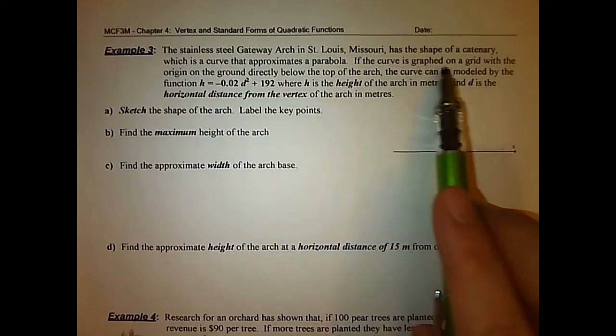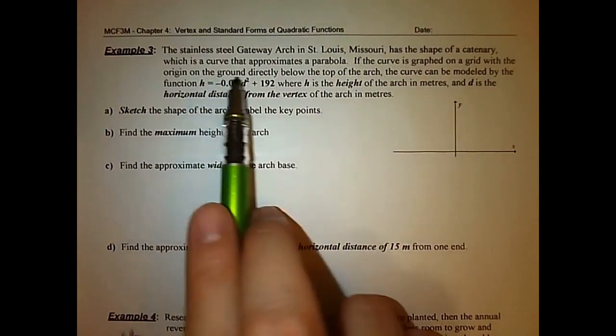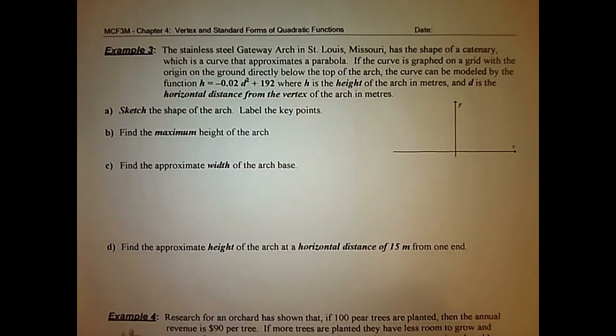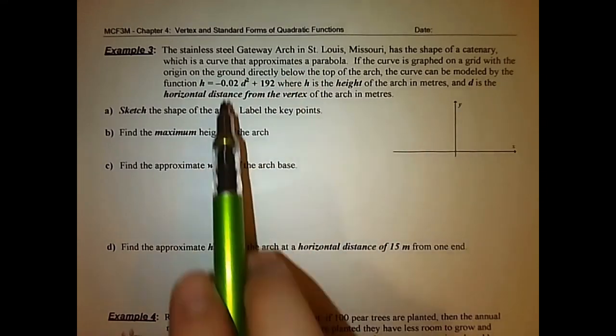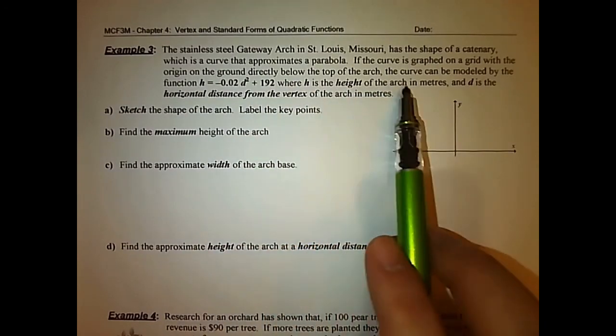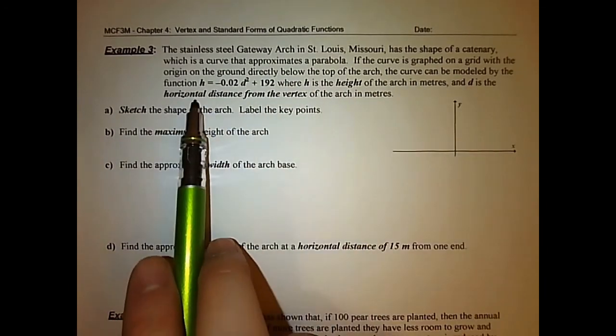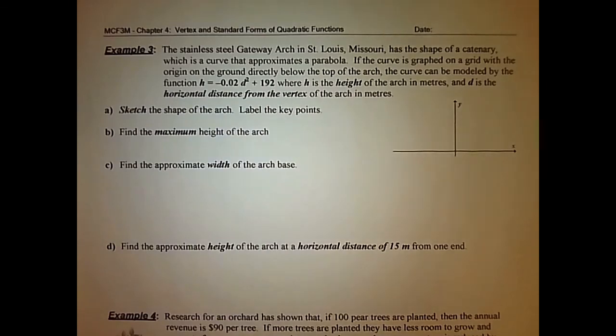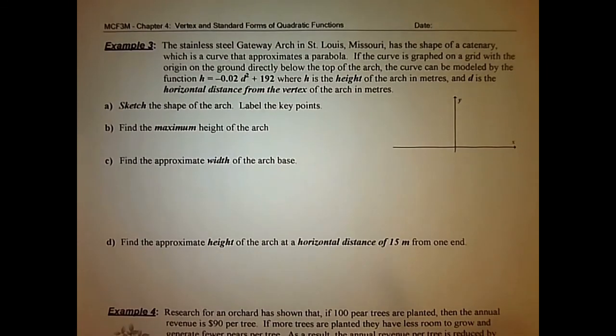If the curve is graphed on a grid with the origin on the ground directly below the top of the arch, the curve can be modeled by this equation, where h is the height of the arch in meters, and d is the horizontal distance from the vertex of the arch in meters. Sketch the shape of the arch, label the key points.